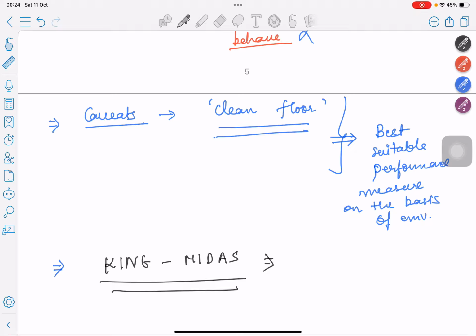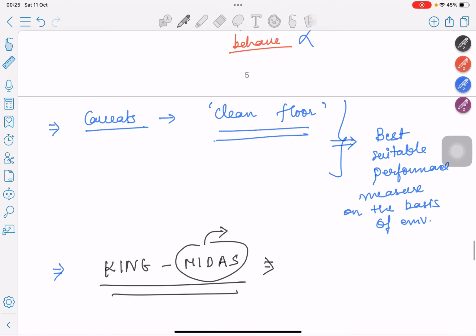So King Midas was actually a king in Greek mythology, and what he demanded from the god was that whatever he touches turns into gold. But then he regretted it after touching his food, drink, and family members and whatnot. And then there could be a third wish, to undo that particular wish.